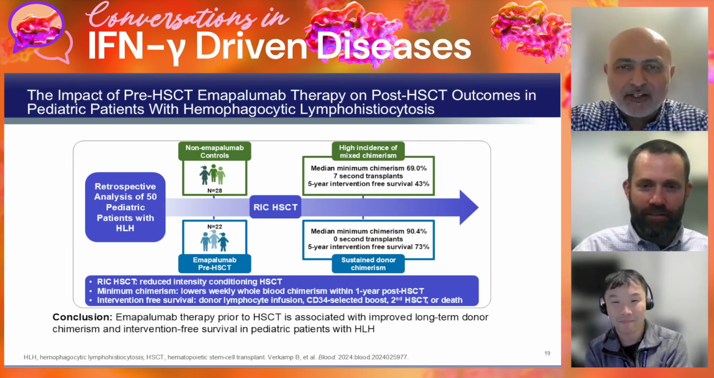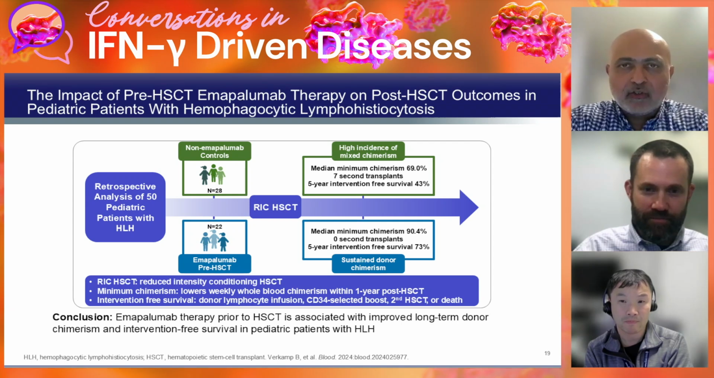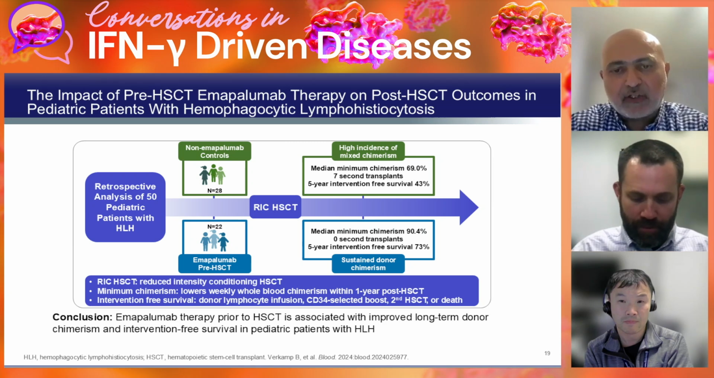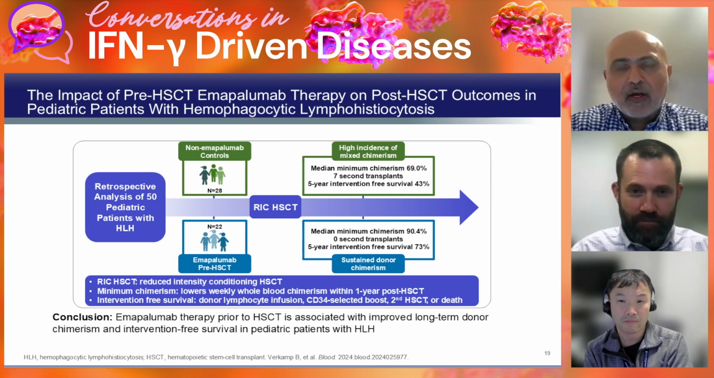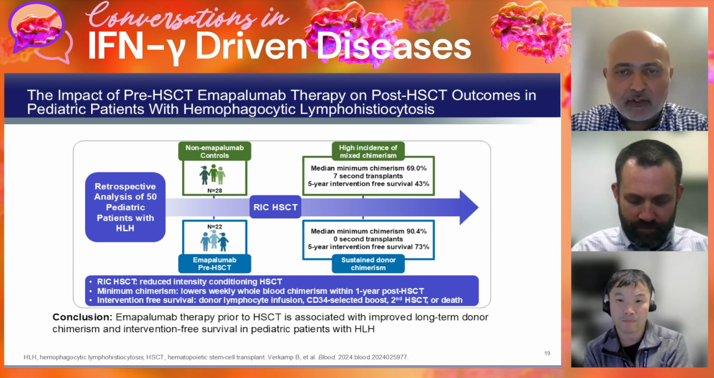Absolutely right. It's almost like you were reading my mind as you were saying that, because recent data from my colleague, Dr. Bethany Verkamp, just looking at a small cohort of patients from our institution, showed that those who received emapalumab prior to transplant actually had much better outcomes, because one of the challenges in bone marrow transplant in primary HLH is the lack of adequate chimerism to control the disease. And those patients who had received emapalumab had a much higher incidence of retaining full chimerism compared to those who did not get emapalumab prior to transplant for controlling their HLH.